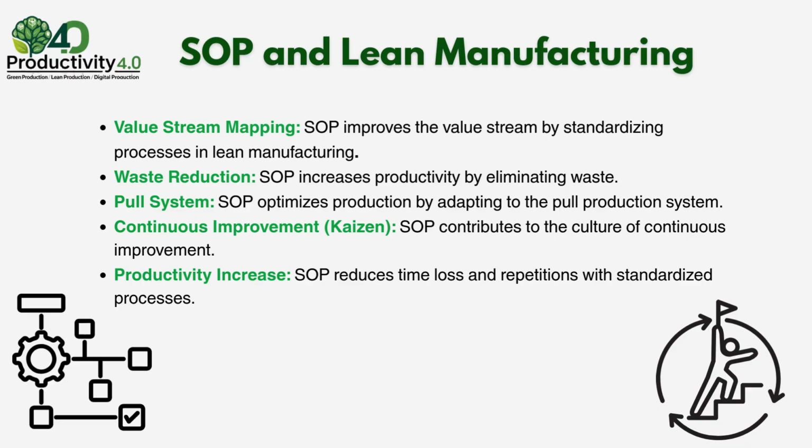Second, in terms of waste reduction, standard operating procedures ensure only necessary steps are taken in each operation, eliminating waste and increasing efficiency. Standard operating procedures' compatibility with the pull system is also a significant factor. It enables production to be based solely on demand, leading to more efficient use of resources.